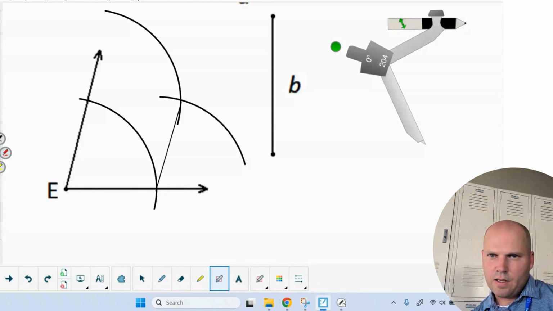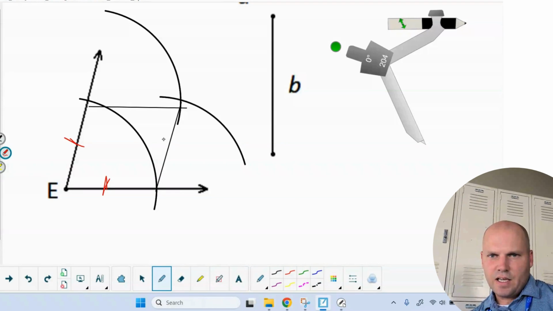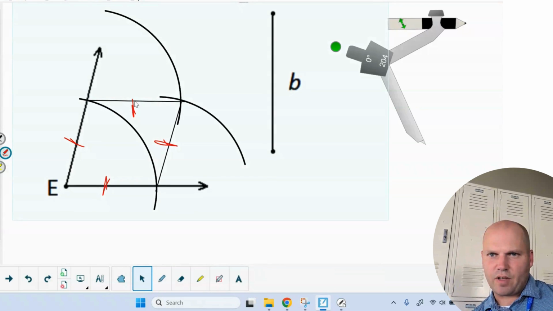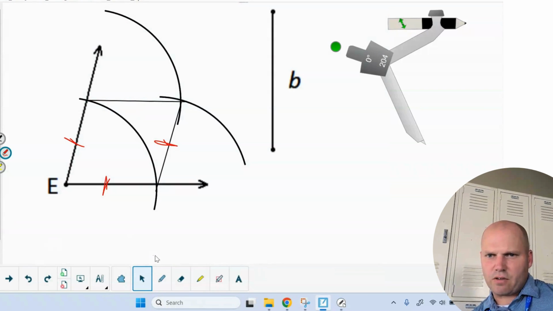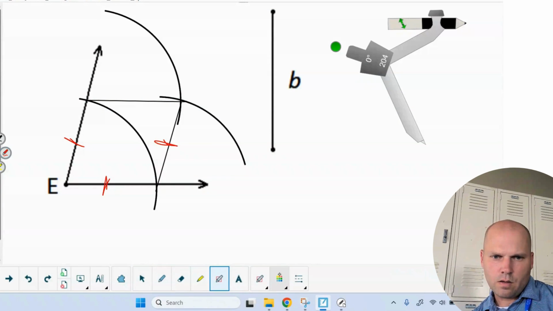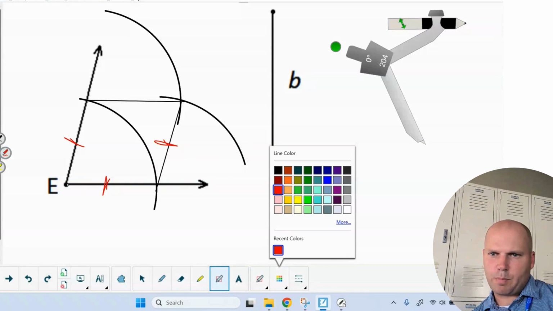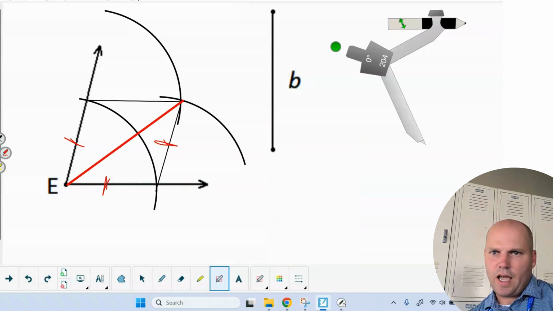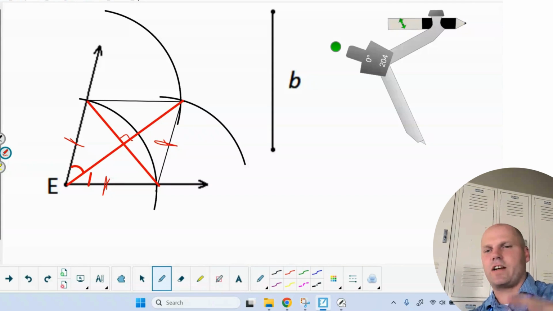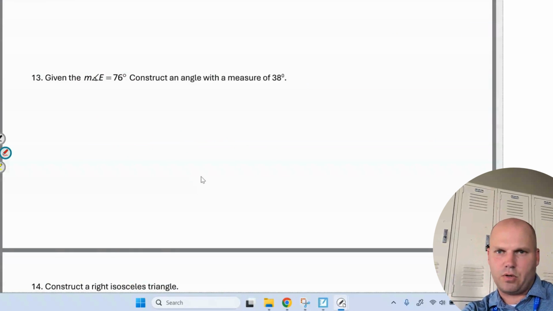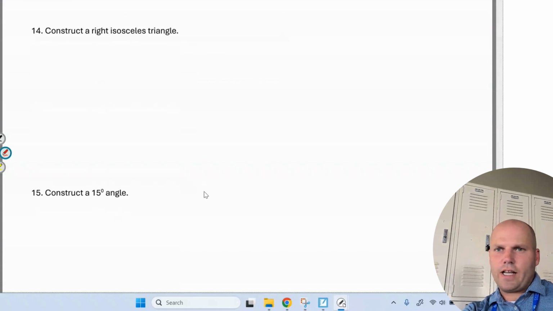This length is the same as this length and this length. Boom, boom. You create a rhombus. A rhombus has the beautiful properties of having perpendicularly bisected diameters. Connect this point with this point, and you not only bisect this angle, but you also bisect this line, and you create 90-degree angles there. It's beautiful. It's easy.